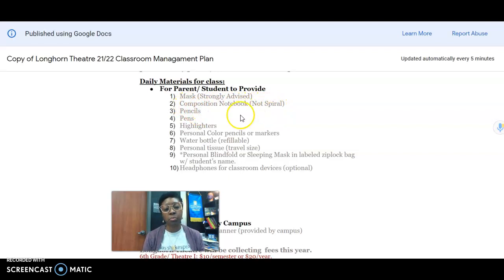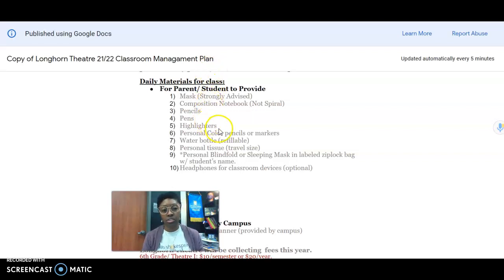Composition notebook, not spiral. I did give every student who didn't have a composition notebook one, and I asked them to bring one back to replace the one that I gave them so that I can provide for any student who maybe couldn't have the opportunity for a composition notebook. So just note that if you were asked to get one and I provided one, it was because it needs to be replenished to help someone else.